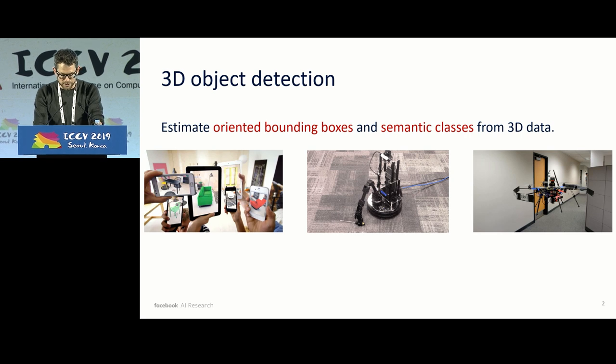The first step towards good scene understanding is being able to recognize objects present in the scene and localize them. Specifically, we wish to estimate a bounding box for each object in the scene and the associated semantic class. Even such low-dimensional information can already enable many downstream tasks in AR, robotics, and autonomous navigation.